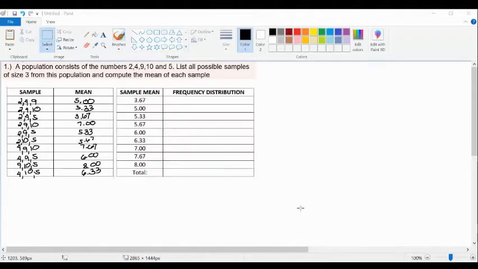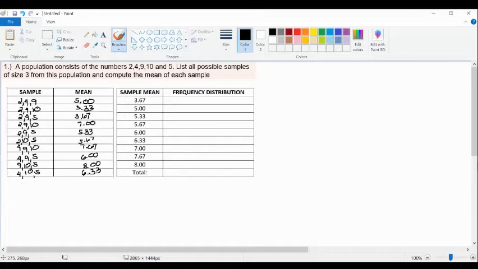We have the sample mean already. Let's arrange it into ascending order, meaning from the lowest up until the highest. So we're going to find the frequency distribution of the means, or if we remember, that is the sampling distribution of the means. Frequency distribution tells us the frequency of various outcomes in a sample or the number of times they occur. So for this one, 3.67 occurs only once.